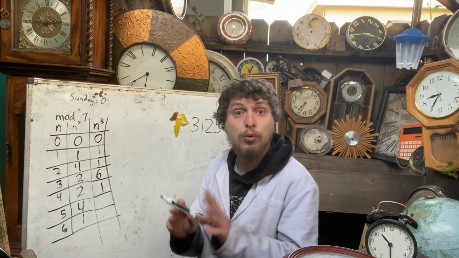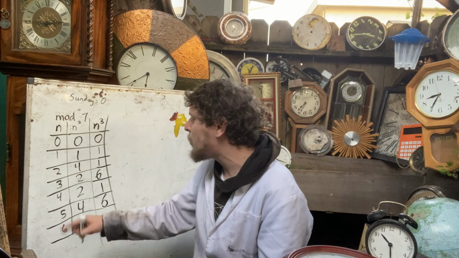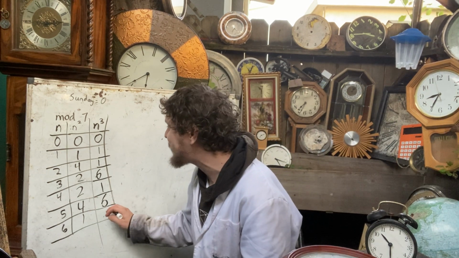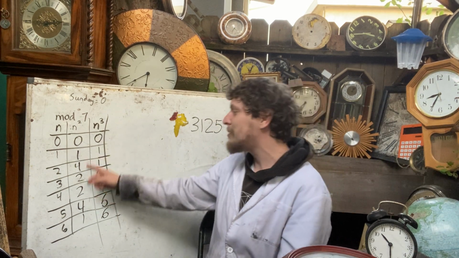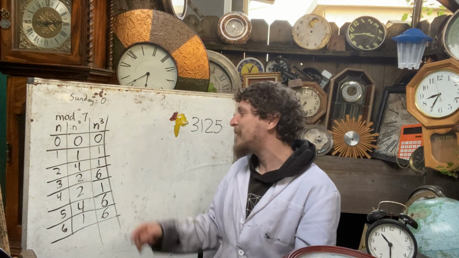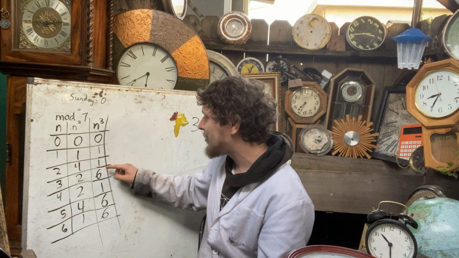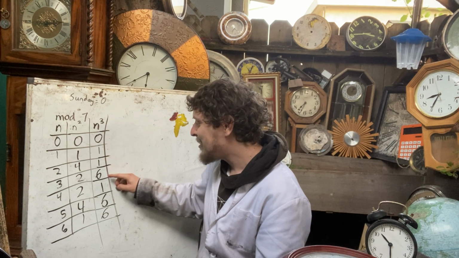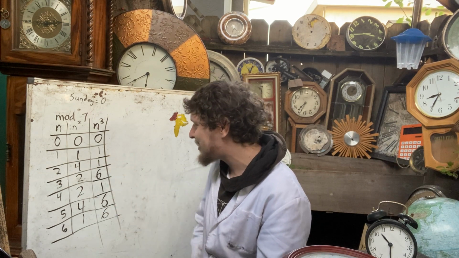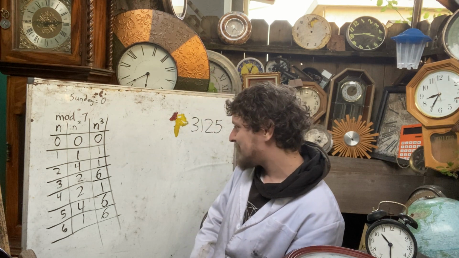4 times 5 is 20, which in mod 7 is 6. And 1 times 6 is also 6 in mod 7. Here we don't have a symmetry. Here we have something a little different. We have like 2 trios. 1 6 6. Well, a little different. We get 1 1 6. 1 6 6. All we get is 1s and 6s.